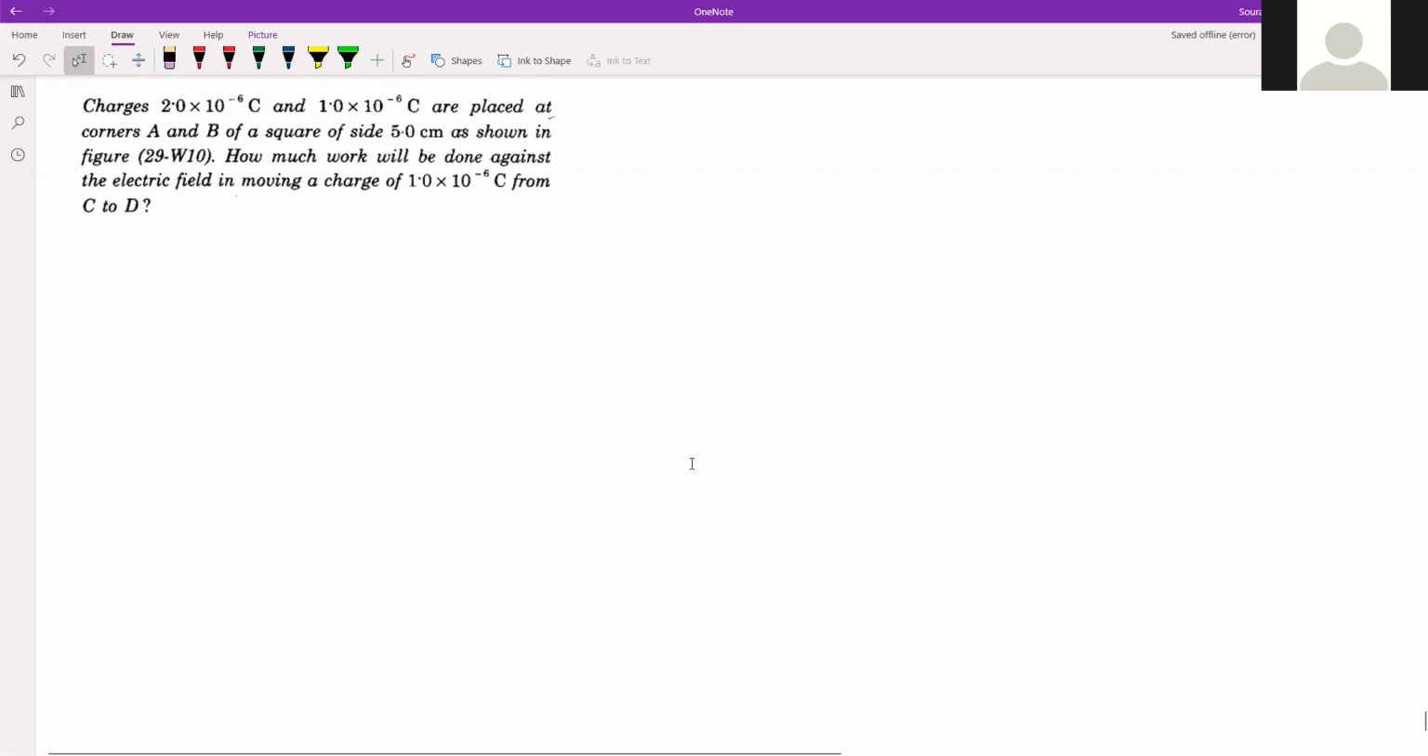Okay, so now here charges are given, that is 2.0 into 10 to the power minus 6, or you can say 2 microcoulomb, and another is 1 microcoulomb, placed at corners A and B of a square whose side is 5 centimeters. So this is the figure for this question. The side of this square is 5 centimeters, and the charges at A and B are 2 microcoulombs and 1 microcoulomb.